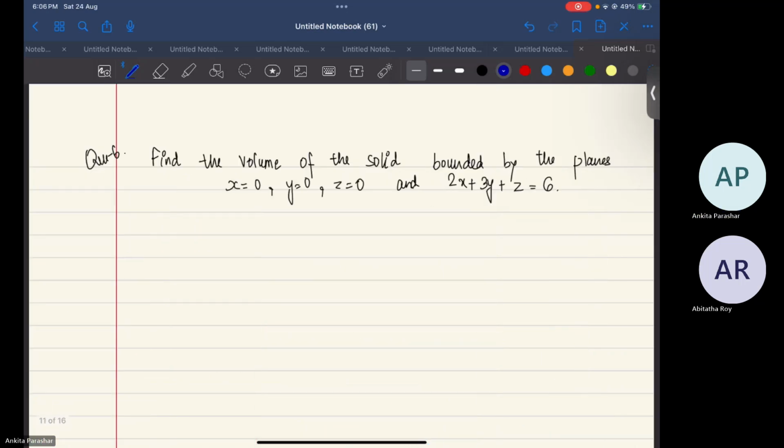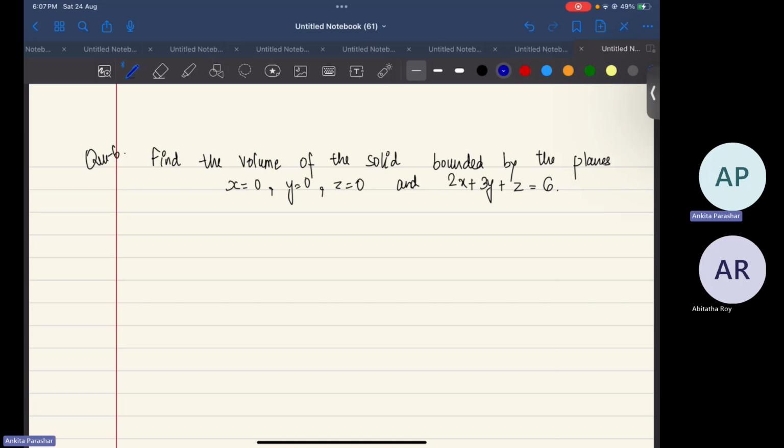Okay. So the next question is again about finding the volume of a certain solid, which we are bounding by certain planes: x equal to 0, y equal to 0. X equal to 0 gives you which plane? It is the yz plane. y equal to 0 gives me the xz plane. z equal to 0 gives me the xy plane.